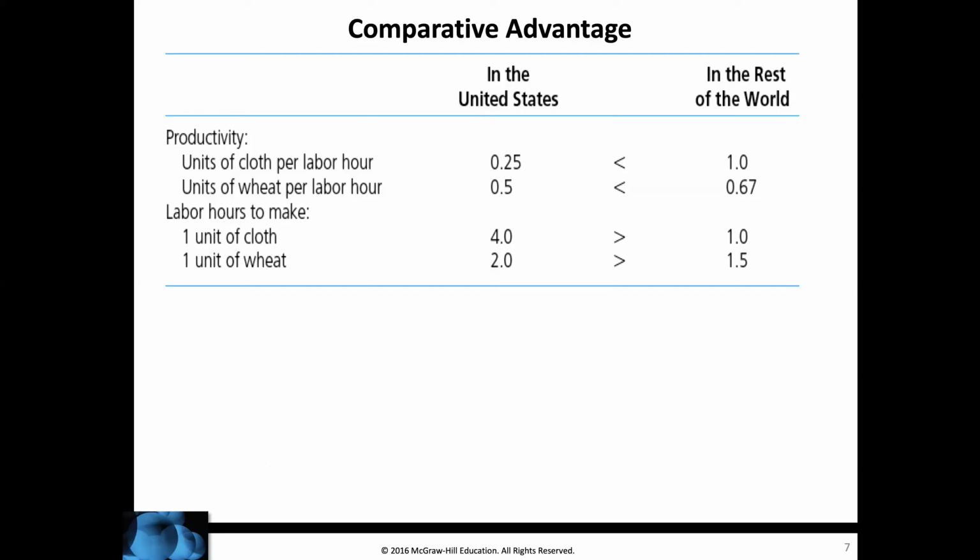So let's go back. We've changed the assumptions here a little bit with the rest of the world. The United States is still the same. They're just as productive as they've always been. To make 1 unit of cloth, it takes the US 4 hours. To produce 1 unit of wheat, it takes 2 hours. Now with the rest of the world, you can see they have an absolute advantage in both products. It takes them 1 hour to create 1 unit of cloth and 1.5 hours to produce 1 unit of wheat.